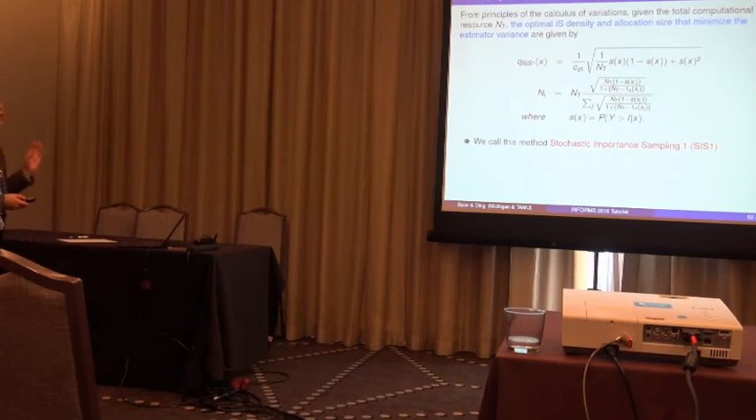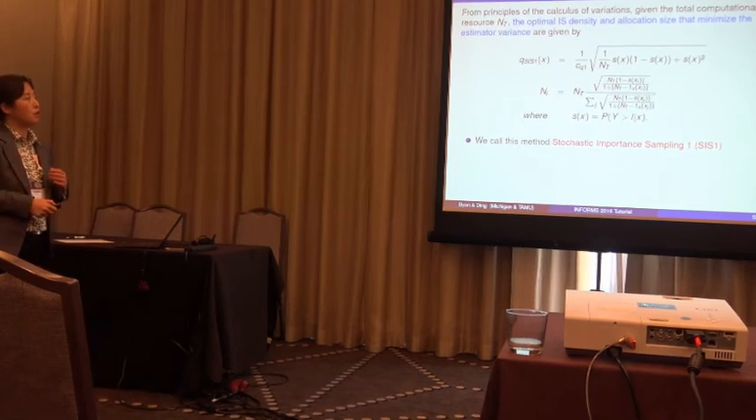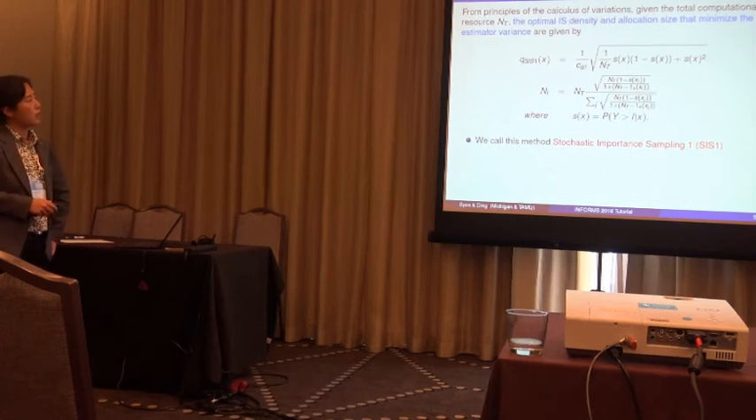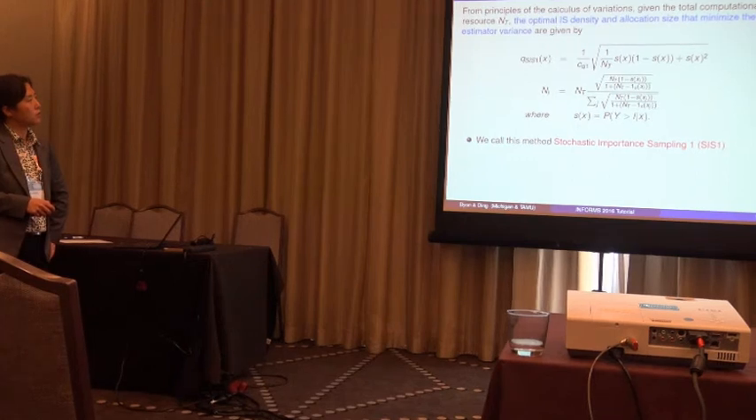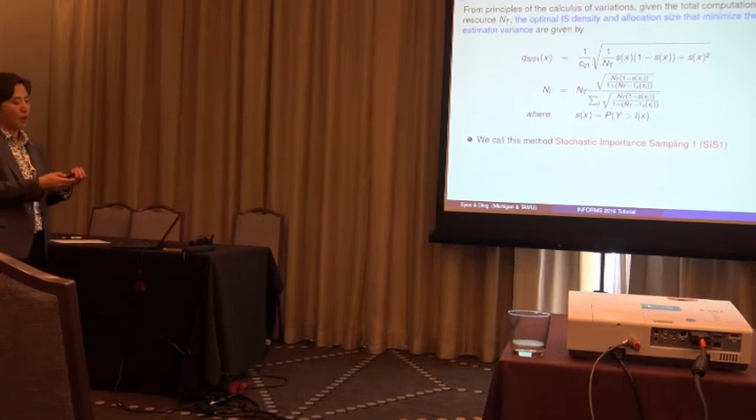By using calculus of variations, we could derive the optimal importance sampling density and allocation. So this is the optimal sampling density, which is a little bit ugly and takes a complicated form. And this is the sampling allocation. We call this method the stochastic importance sampling density. You can see that this density is a function of S(x), and this S(x) is the conditional failure probability. So basically, we want to sample x from the high failure region, where the conditional failure probability is high.